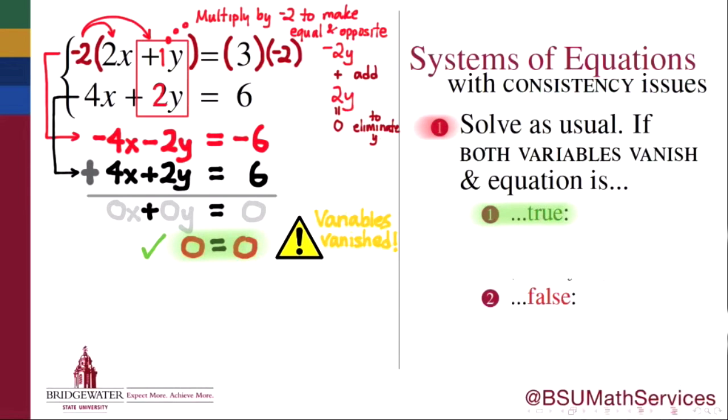The reason for this is that it's an indicator that actually both of our original equations are telling us the very same thing about the relationship between the variables x and y. And therefore, we don't have enough information to determine a unique value for those two variables.